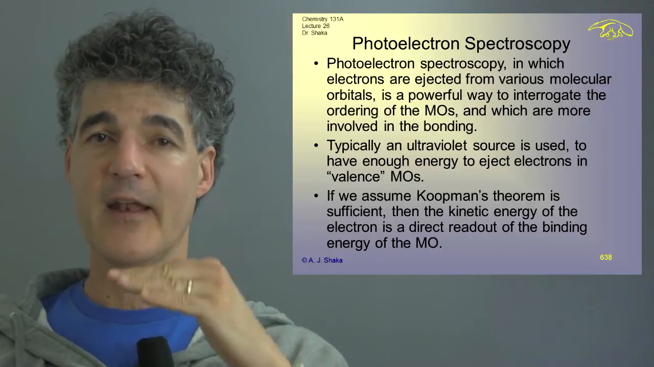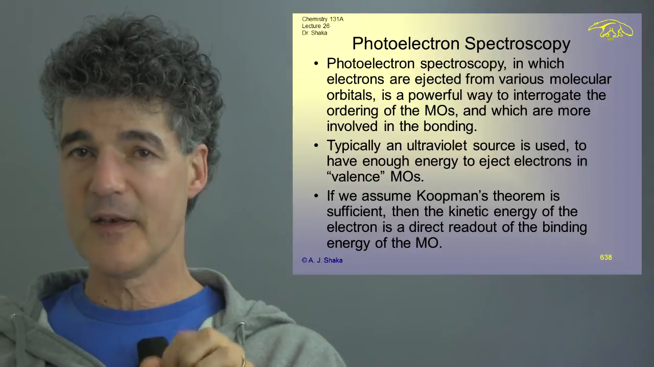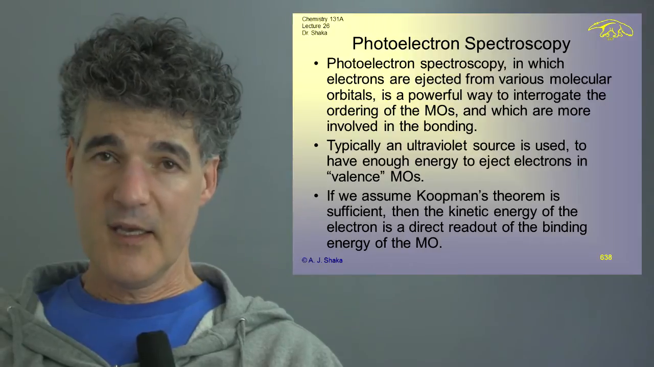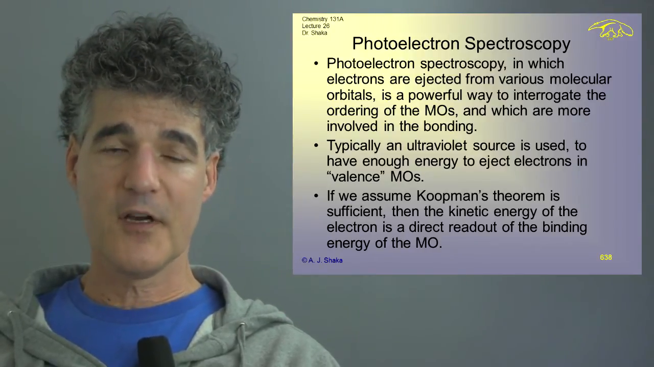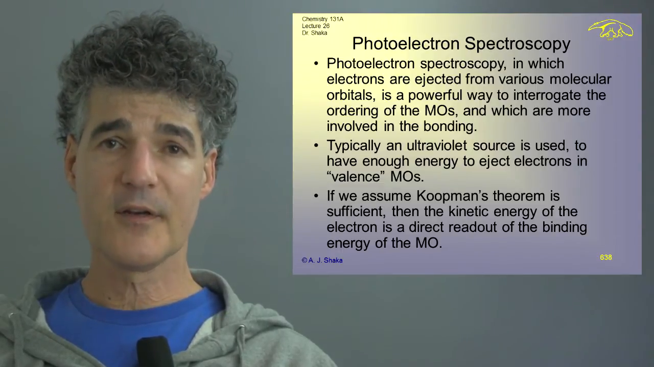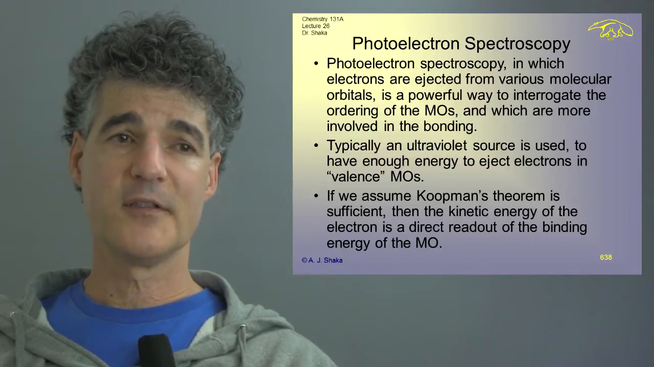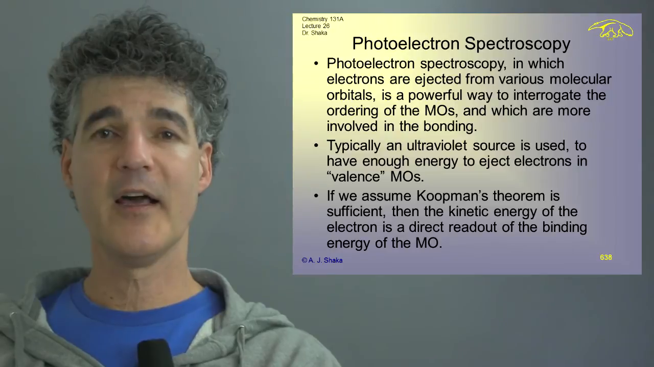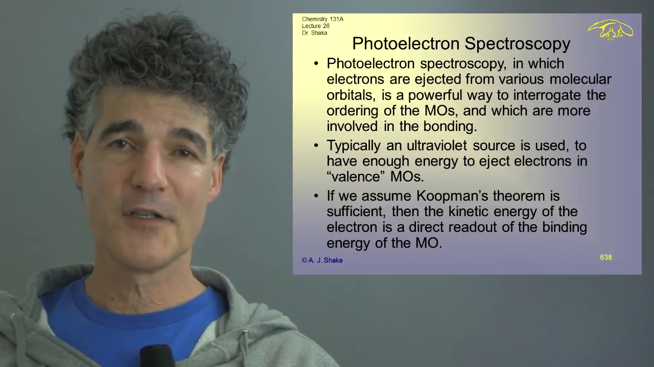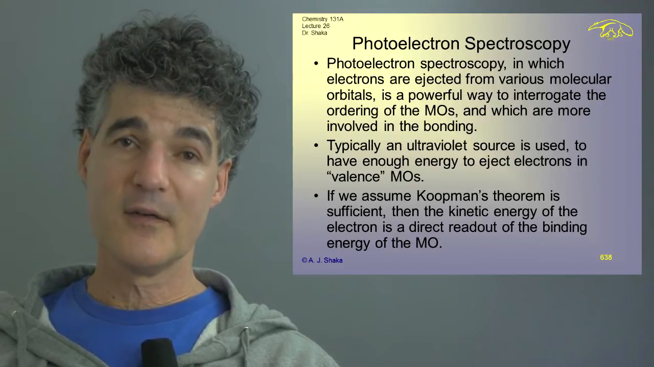And so we can scan down and eject the top electron, the next one down, the next one down, the next one down. And this is so-called UV PES, or UV photoelectron spectroscopy. We usually use an ultraviolet source because it is much more effective at ejecting electrons. If we have red light, then we just don't eject any photoelectrons because we don't have enough energy.